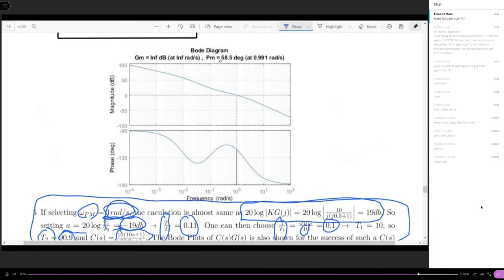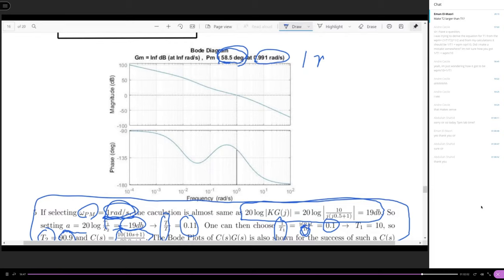Now we find that the phase margin is 58 instead of 60, and the crossover frequency is almost 1 rad/s, 0.991. You see, if you decrease the allowance and do not change the 10 times, you're actually going to bring the phase margin closer to your targeted phase margin.